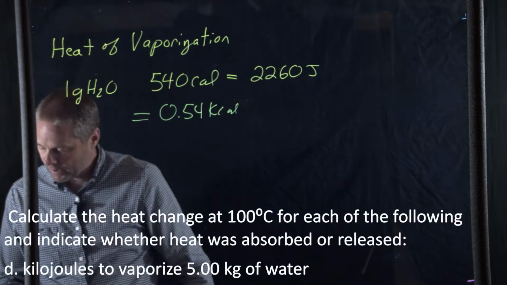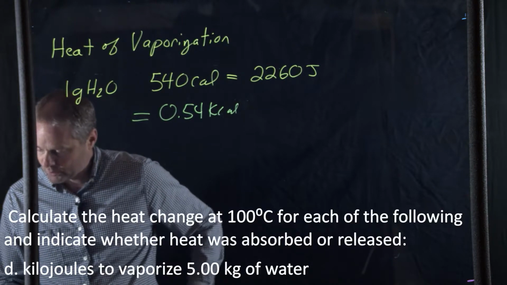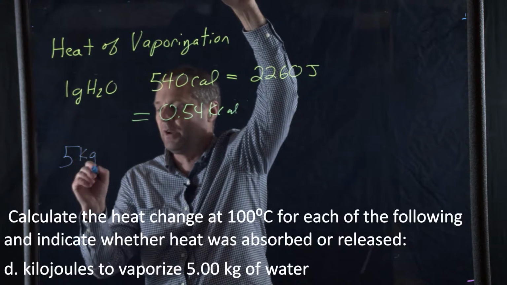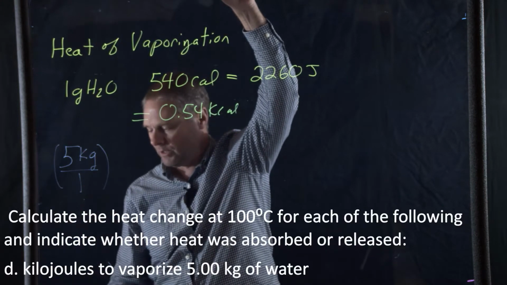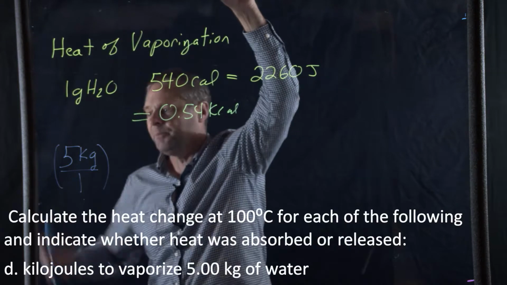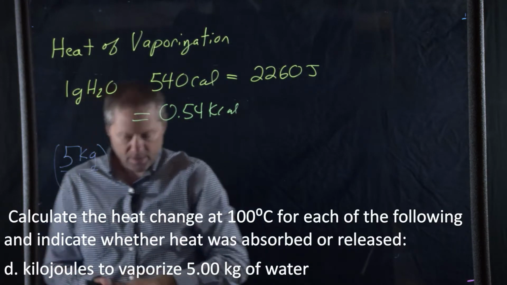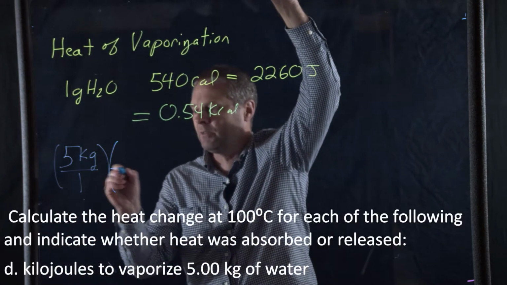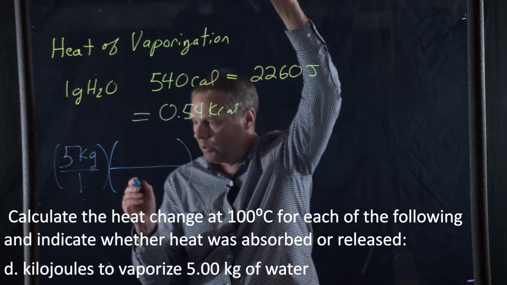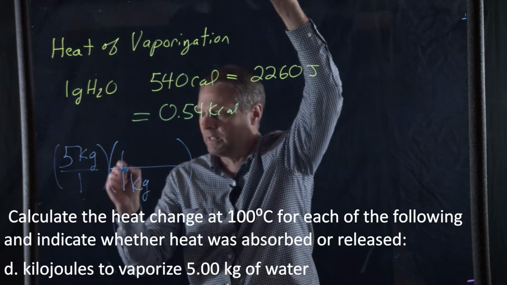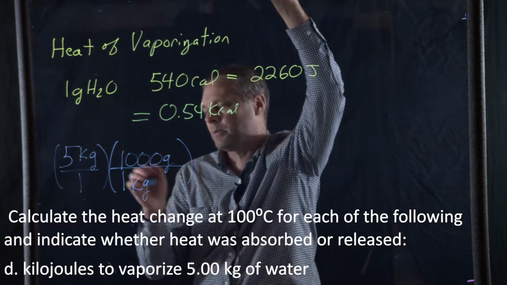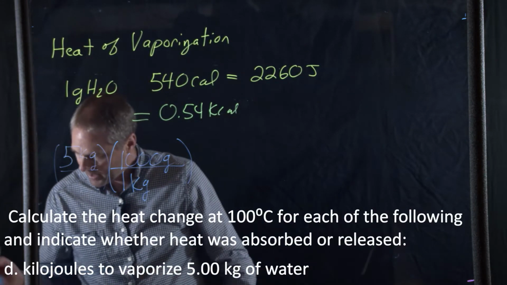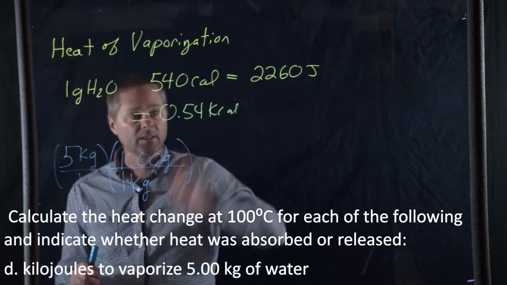So in this portion, what we want to do is look at the kilojoules to vaporize 5 kilograms of water. So we're starting out with 5 kilograms of water. Now the interesting thing with this problem is that we're given it in 1 gram of water, so we need to convert this into kilograms. We know that for every 1 kilogram, that's equal to 1,000 grams. Now you can either do it this way, or you can simply move the decimal point 3 places to the right. And we need to vaporize this, and we're looking at kilojoules.